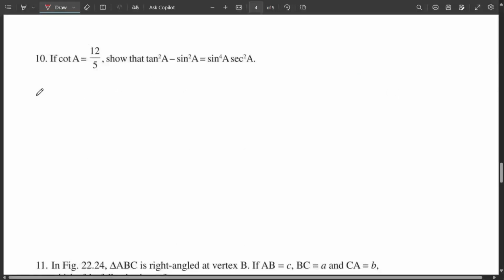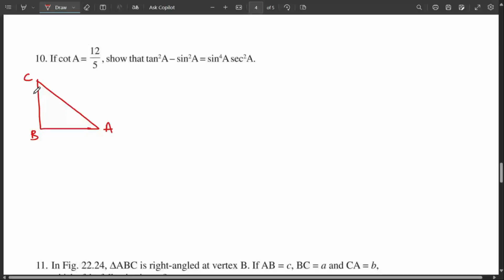Given that cot A is equal to 12 by 5, show that tan square A minus sin square A is equal to sin to the power 4A into secant square A. So first we will draw a right angle triangle and we will name this as A, B and C.